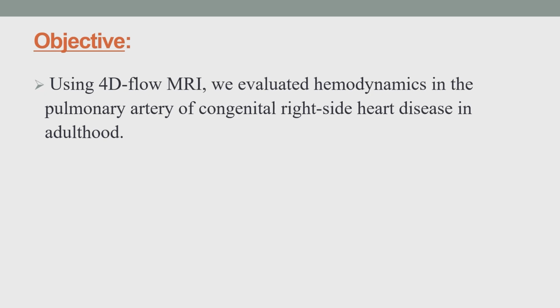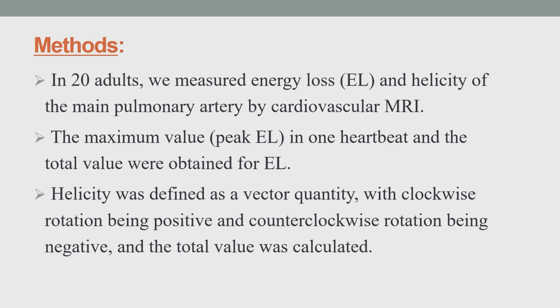Using 4D-flow MRI, we evaluated hemodynamics in the pulmonary artery of congenital right side heart disease in adulthood. In 20 adults, we measured energy loss and helicity of the main pulmonary artery by cardiovascular MRI. The maximum value in one heartbeat and the total value were obtained for energy loss. Helicity was defined as a vector quantity with clockwise rotation being positive and counterclockwise rotation being negative, and the total value was calculated.